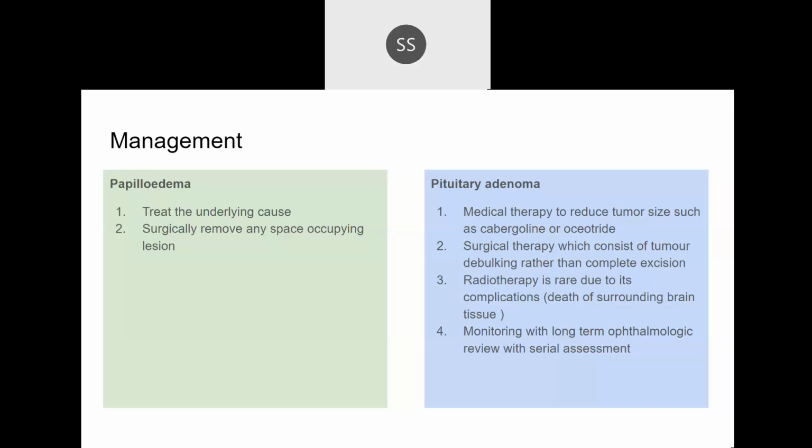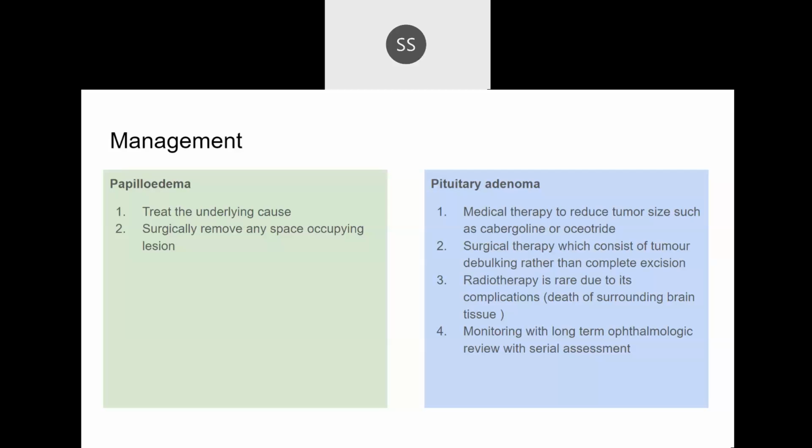So if they have an increase in somatotropin, what will be the findings? Any idea? Anybody knows what will happen? If somatotropin is increased, in children they'll have gigantism, and in adults they'll have acromegaly, right? So that's why you have to refer this kind of patient to the endocrine, and then they will start medication to reduce these hormones. So this octreotide cabergoline is to combat these hormonal issues.